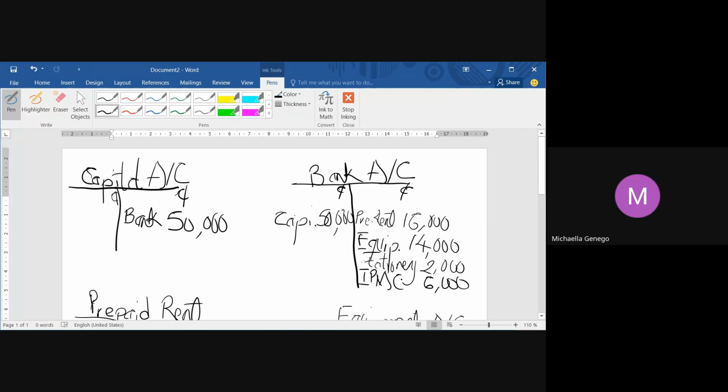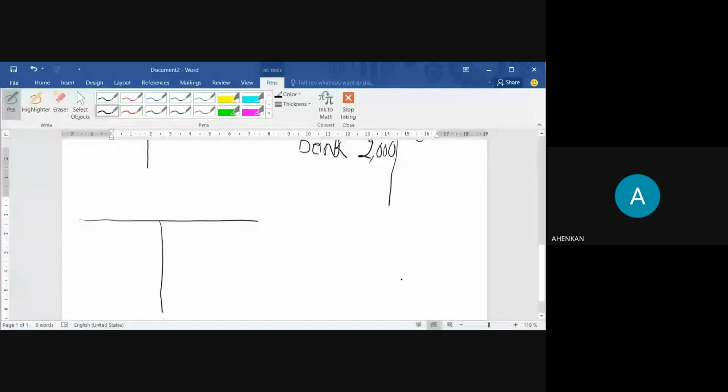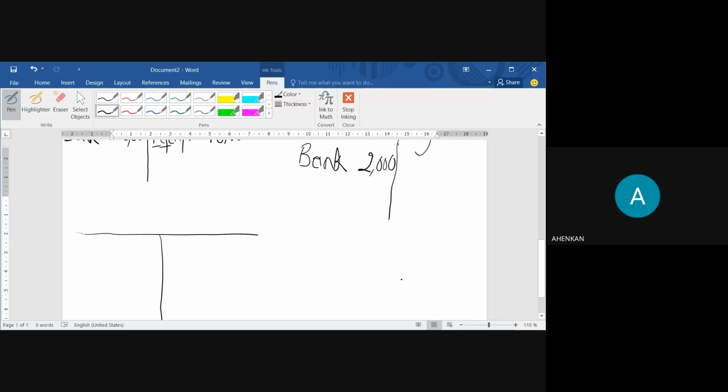Next transaction. The firm performed services for 10,500 on cash. So what is happening? Cash account, and then the sales account. Sales account will be part of service.